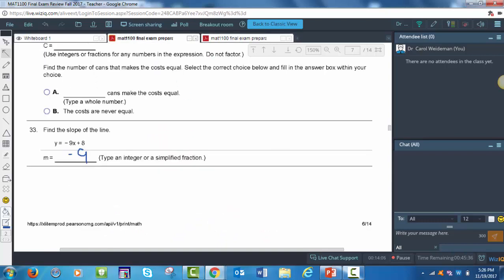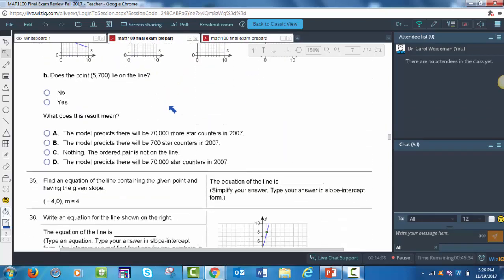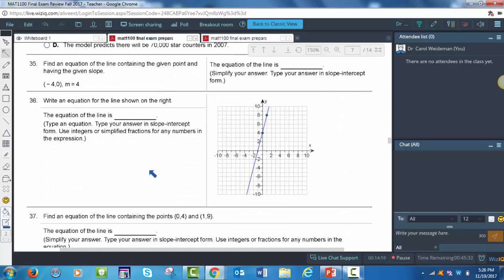Okay, let's go back over here for number 36. This is writing the equation of the line shown in the figure. There are 2 points here, so you could use the point-slope formula, and I notice there's my y-intercept, so I know that my b is going to be 4. Then I can look at the rise over run to get the slope. The run here is 1, the rise is 4. So the equation of this line is simply y equals 4x plus 4.